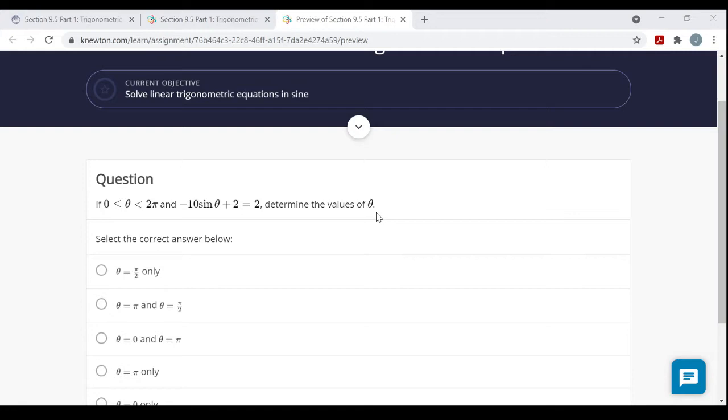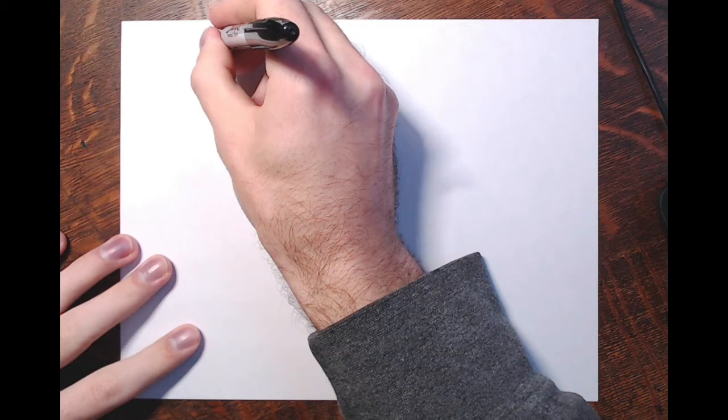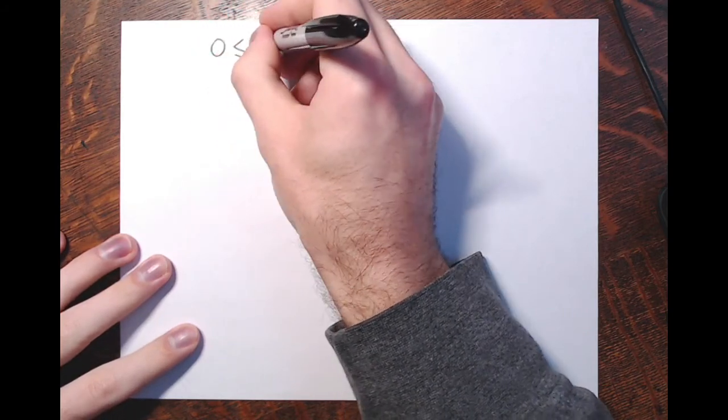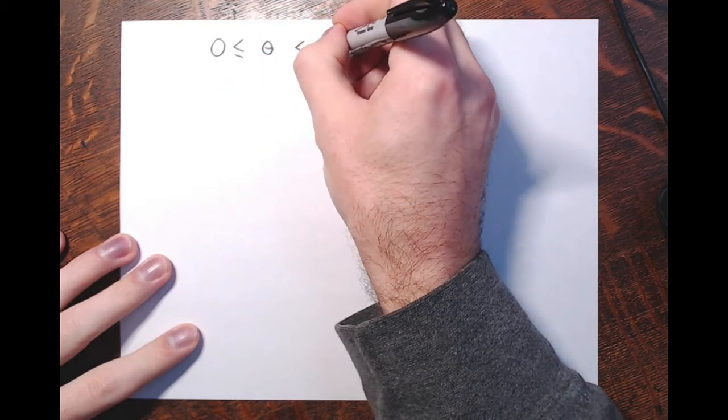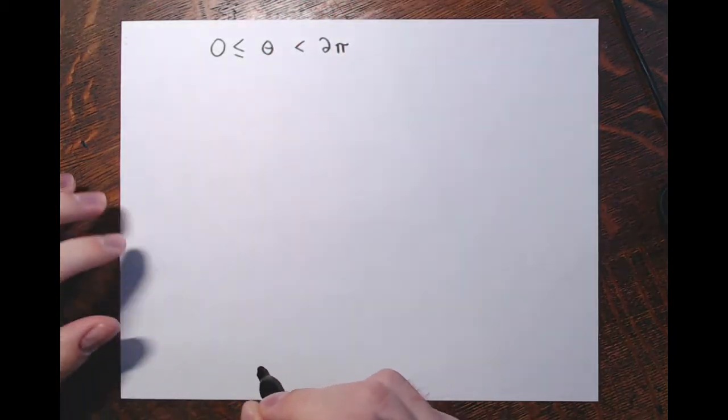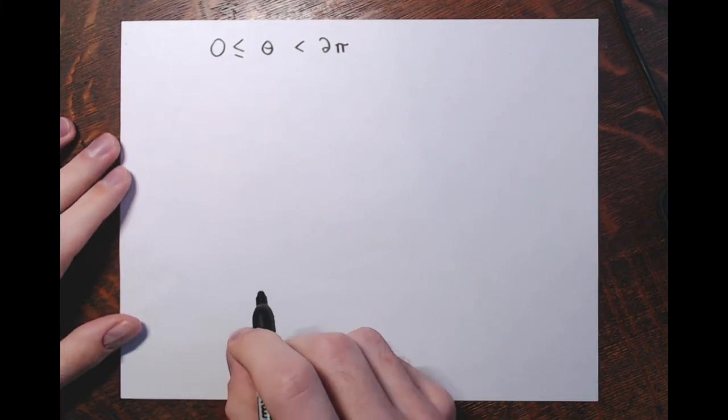Right. Determine the values of theta. Right. Solve this equation. Find all the values of theta from 0 to 2 pi that make this true. All right. So let's write this out on some paper. So again, just making sure that we understand the range of theta here. Right. Theta has to be from 0 to 2 pi.